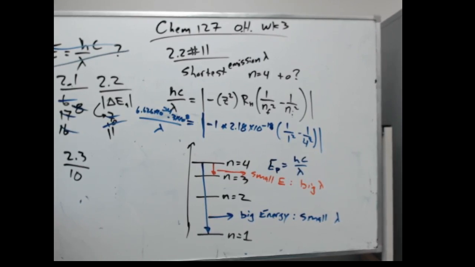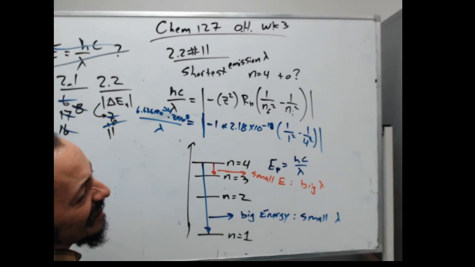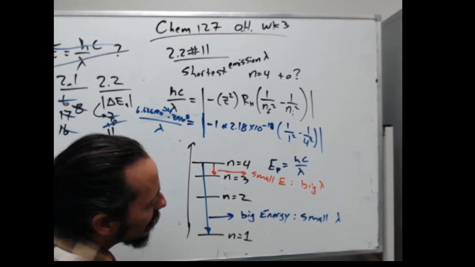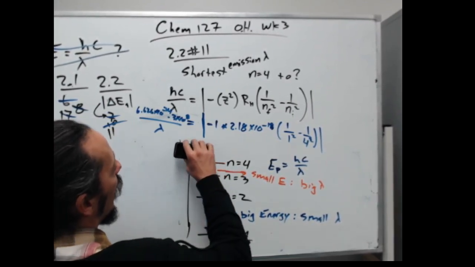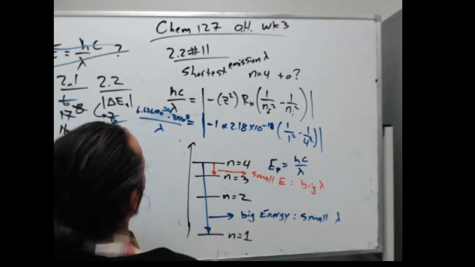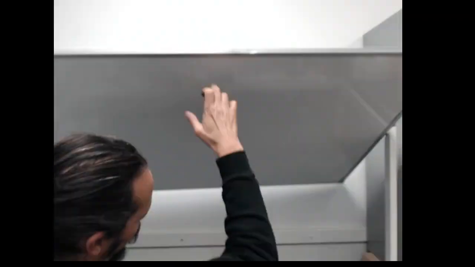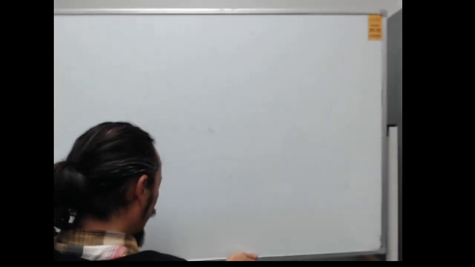Should I go ahead and finish out the problem? Okay, let's finish. 3 times 10 to the 8. I didn't have space to write 2.99. 3 is close enough. I need a little bit more space. I'm just going to flip the board. Okay, let's go ahead and do all the algebra real quick.